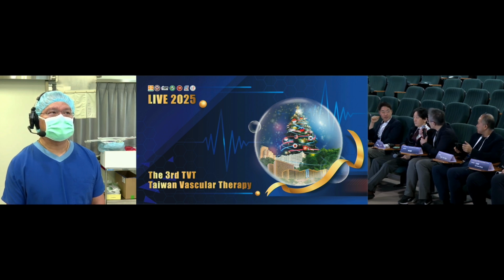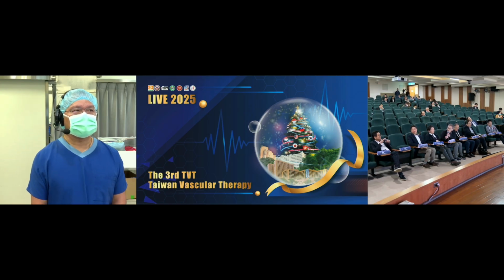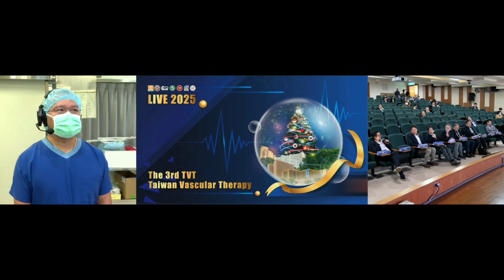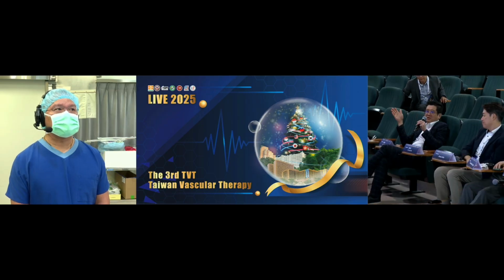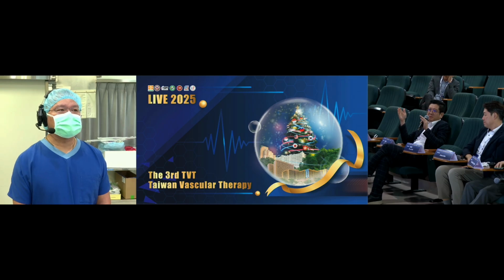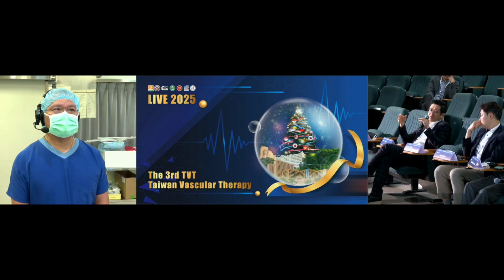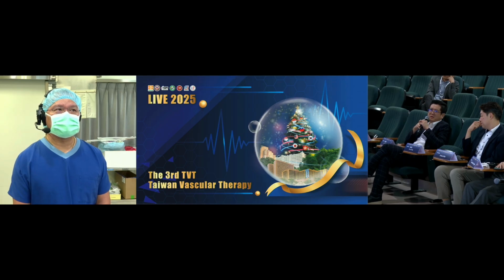Dr. Kim? Okay. Dr. Chen, I think it depends on the patient's condition. If the patient has many comorbidities, I think endovascular is suitable. If the patient is very young, I think surgical repair or stenting is okay. So it depends on the patient's condition.